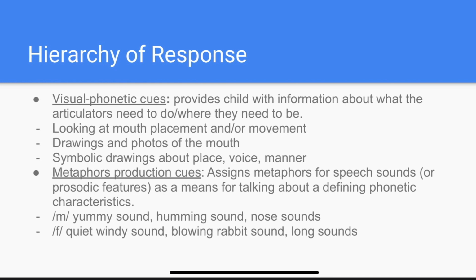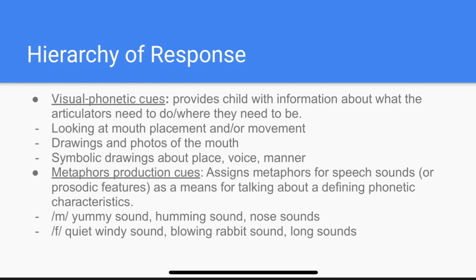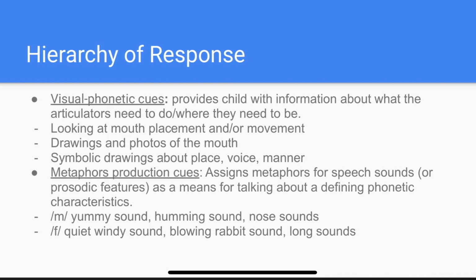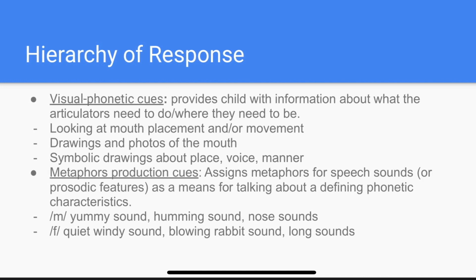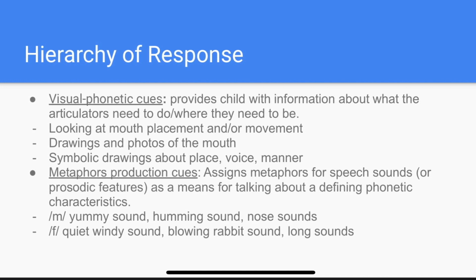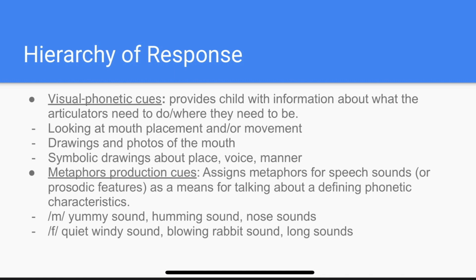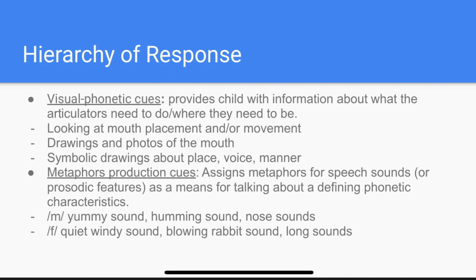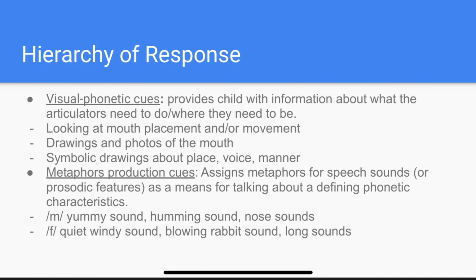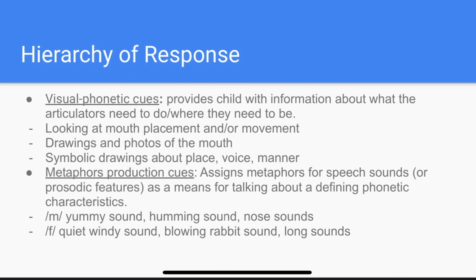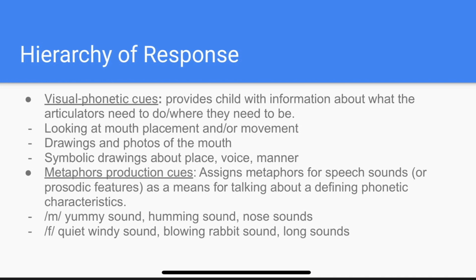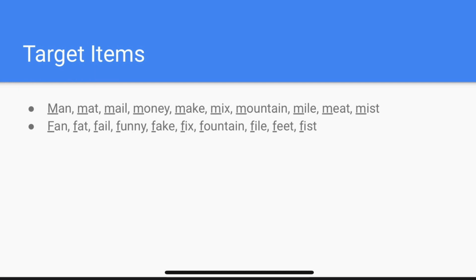Hierarchy of response. Visual phonetic cues provide a child with information about what the articulators need to do and where they need to be. Metaphors production cues assigns metaphors for speech sounds or prosodic features as a means for talking about defining phonetic characteristics. Target items.